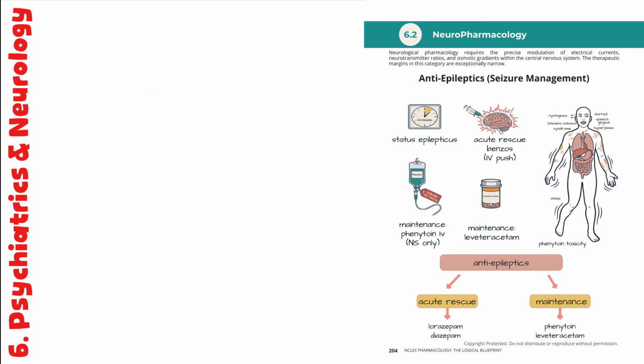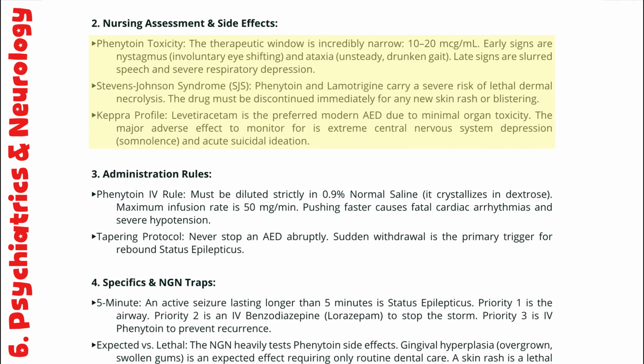Seizures are erratic electrical wiring. Phenytoin stabilizes the membrane long-term through sodium channels. Benzodiazepines shut an active seizure down fast through GABA and chloride. Phenytoin's therapeutic window is 10 to 20 micrograms per milliliter. Early toxicity looks like nystagmus and ataxia. Late toxicity looks like slurred speech and respiratory depression.